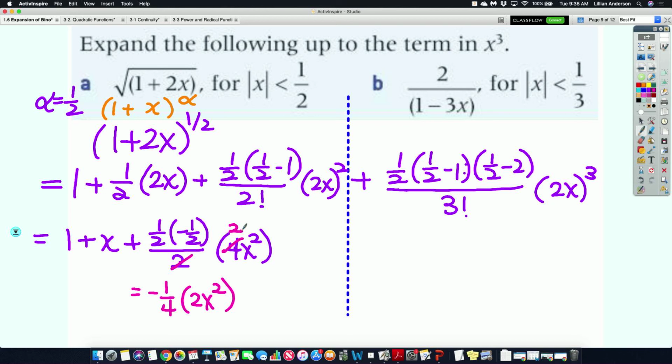Can I continue to simplify this term? What does it turn into? So negative 1/2 x squared. Well, this is a part of an expansion, so I'm going to continue to bring down the x, continue to bring down the 1.